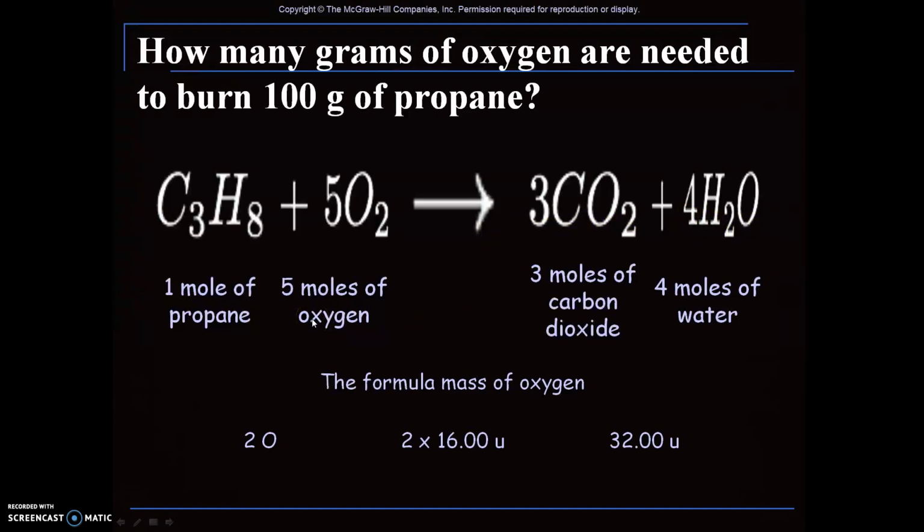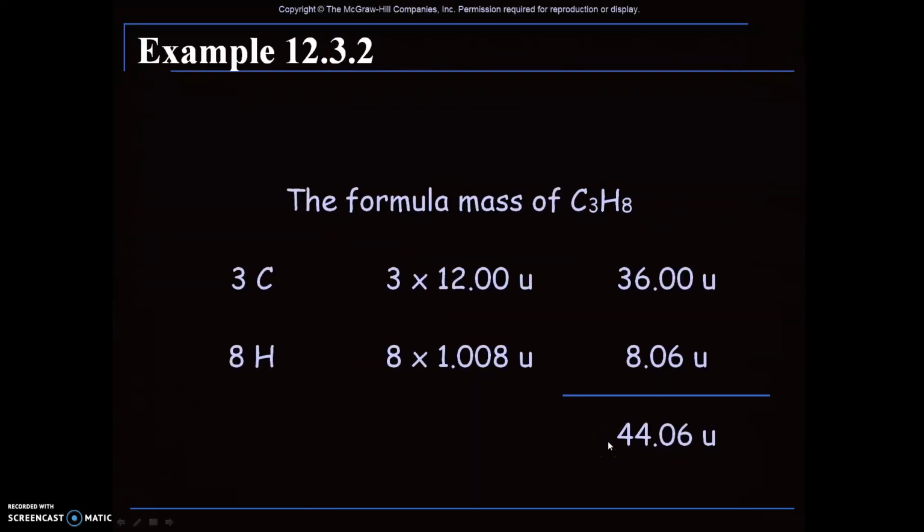So now we are trying to find out the formula mass of oxygen. So how many oxygens do we have? Like O2. So 2 oxygens gives you 32. The formula mass of C3H8: I have 3 carbons, 8 hydrogens. So 3 carbons, 3 times 12 gives me 36. I have 8 hydrogens, so 8 times, each hydrogen is 1, so it gives me 8. So if you find the total, the C3H8 formula mass is 44.06.